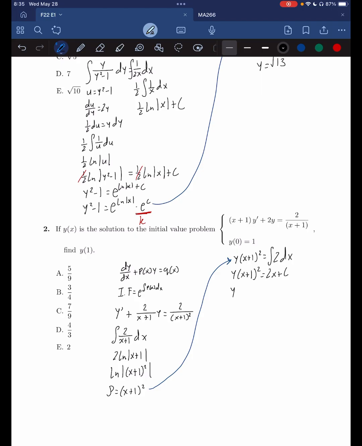So now you have y is equal to 2x plus c all over x plus 1 squared. Keep in mind, we do have an initial condition. When x is 0, y is 1. So that equals 1. X being 0 means you just get c. So c is equal to 1. And now you have your full solution.